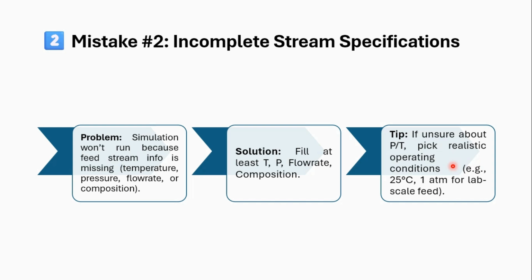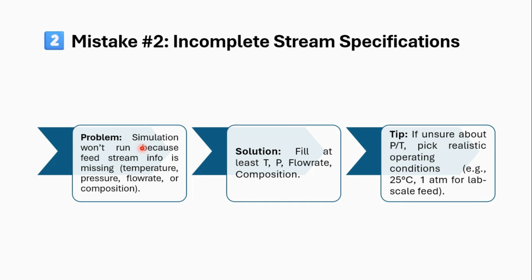Among temperature, pressure, and vapor fraction, we have to define any two. Then we have to define one flow rate and then composition. Now the problem is that the simulation won't run if you don't specify the required properties. For example, if you specify temperature, pressure, and only flow rate, but no composition, you won't get any result.